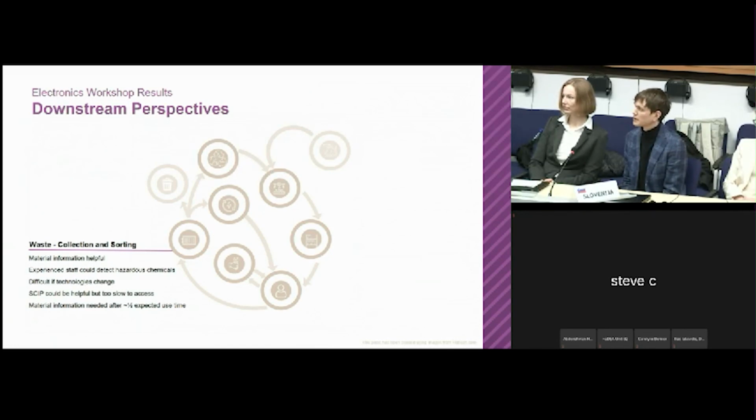And they say that material information does not always need to be available from day one. Usually it's also good if it's available after half of the expected use time of a product, when material information might not be so confidential anymore.